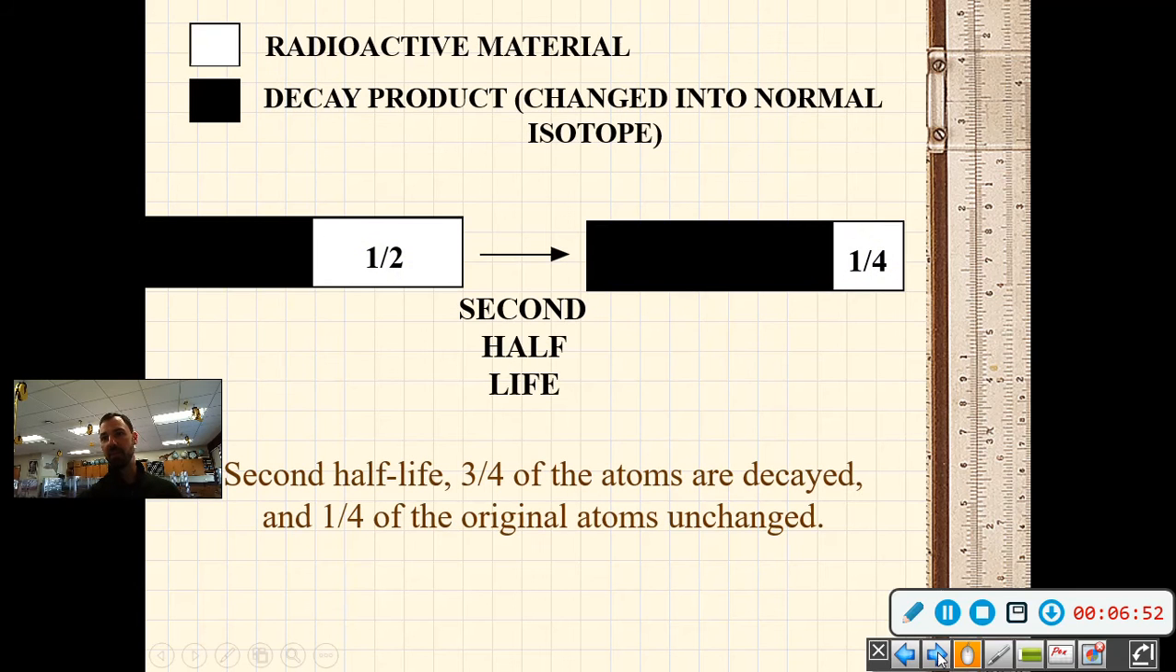And then same thing for the next half-life. So second half-life, 3/4 have decayed now, because you add on the original, and 1/4 now is unchanged or still radioactive, right? Because this basically halves again, which half of a half is 1/4. Okay, and obviously the other half is going to be decayed, so this bar gets bigger by that other half. Okay, so that's the way that works.